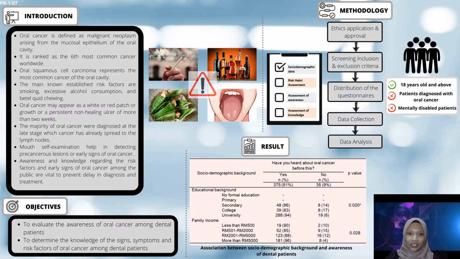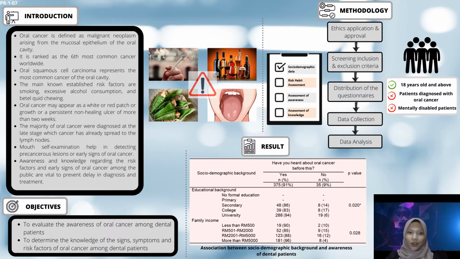Next, a set of validated questionnaires was distributed among the patients attending Faculty of Dentistry UiTM Sungai Buloh. The questionnaire comprises 3 sections, which are socio-demographic data, assessment of the risk habit, and assessment of awareness and knowledge on the risk factors and early signs of oral cancer. After that, the data were collected and analyzed using SPSS version 26.